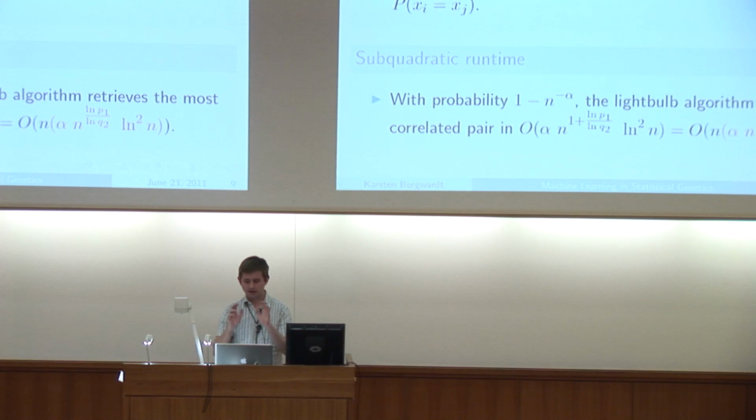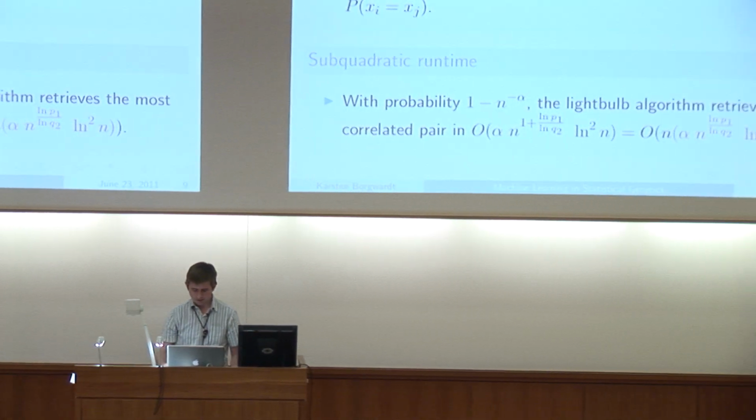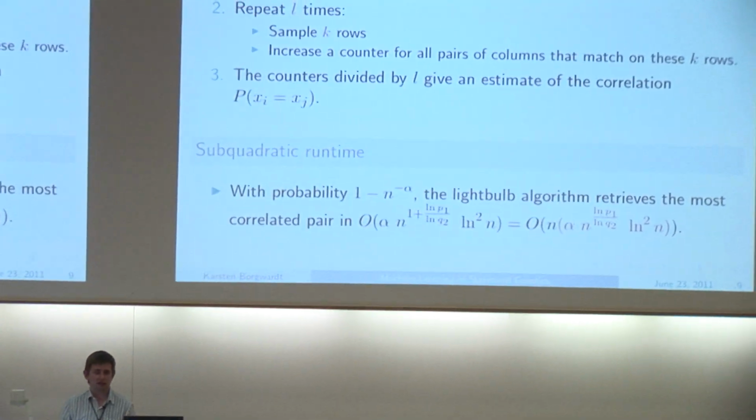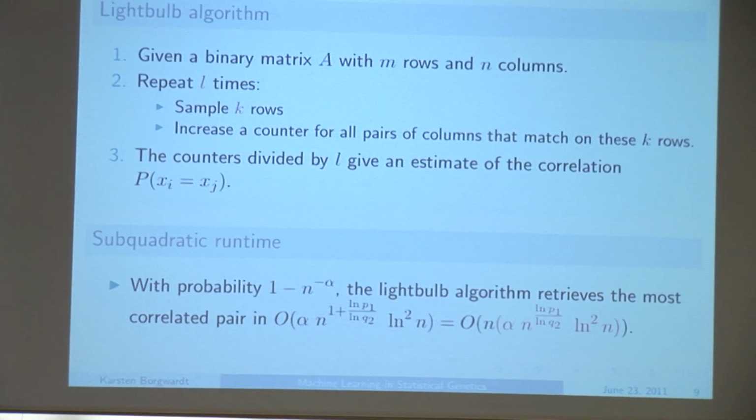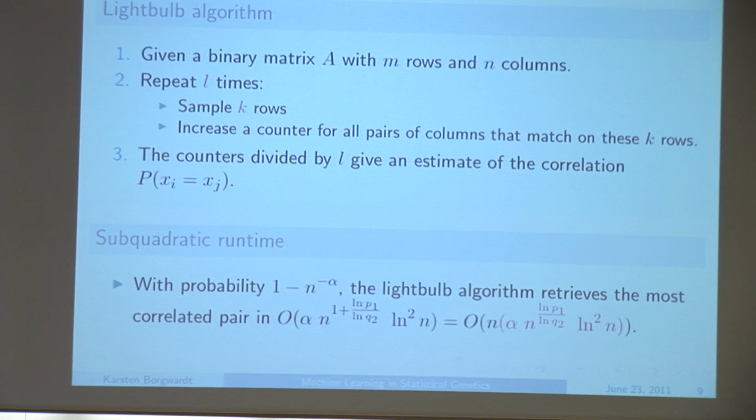So what this algorithm is based upon is the idea that there is a set of SNP pairs for which the probability of being in the same state is significantly higher than for the rest of the SNP pairs. And this is the set we want to discover using this algorithm. Now, keep that in mind. The runtime for this algorithm is subquadratic in the number of SNPs, and the probability with which we retrieve the most correlated pair is essentially 1 in our setting.